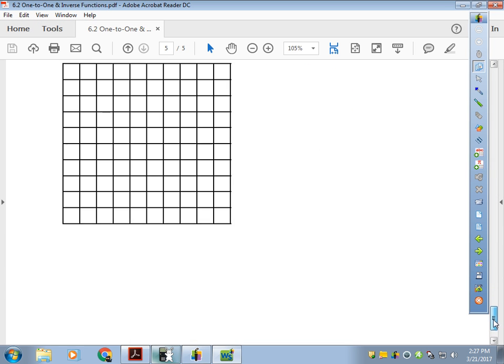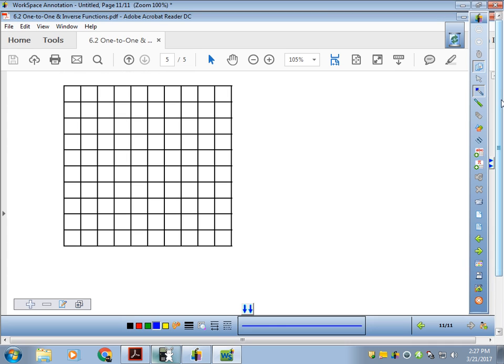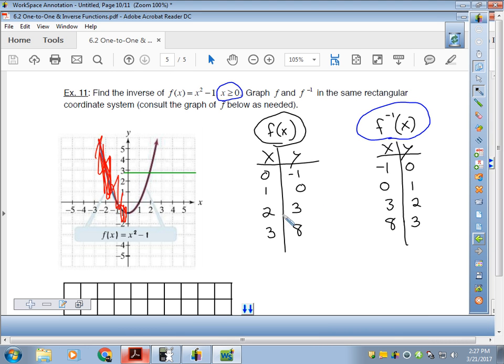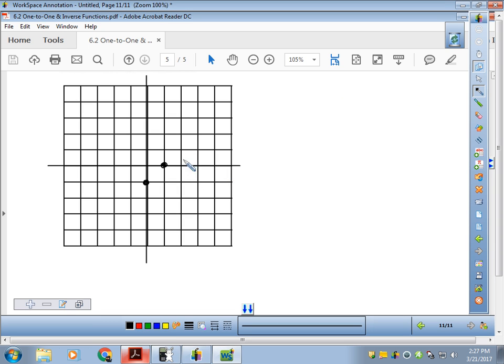So here's my little grid. Let me draw in my x and y axis really quick. There's my x-axis. There's my y-axis. Okay. So I'm going to start with my original function. So I had 0, negative 1, and 1, 0, and 2, 3. And then 3, 8 would be off the graph somewhere, so it's going to kind of go up that way and keep going that way. So this is my f of x graph.